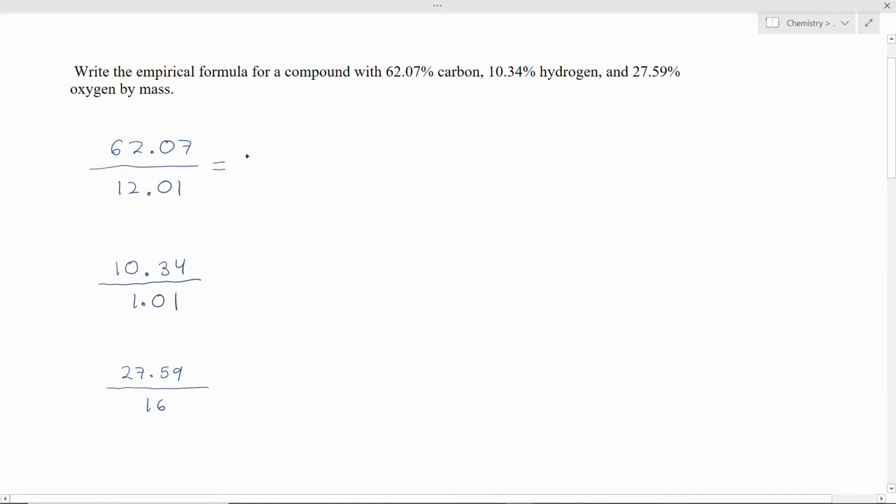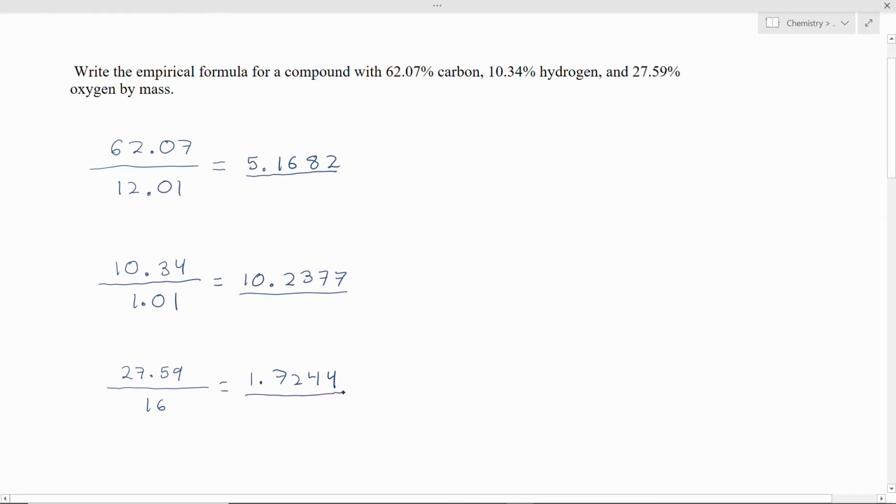Now we want to find the values when we divide these problems. I encourage you to pull out your own calculator and find these values. For this first one we have 5.1682. For the second one we have 10.2377, and for the third one we have 1.7244.